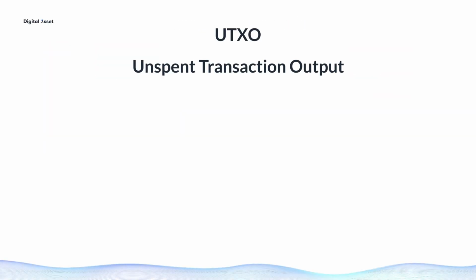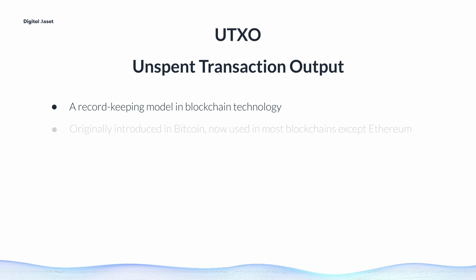UTXO stands for Unspent Transaction Output. It's a model used in blockchain technology to keep track of the cryptocurrency tokens in a user's wallet. UTXO was originally introduced in Bitcoin, and it is now used in most blockchains with the notable exception of Ethereum, which uses the account balance model.